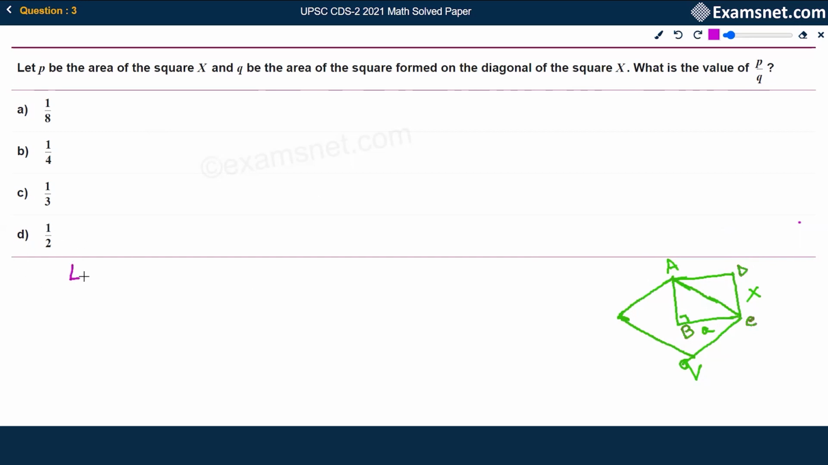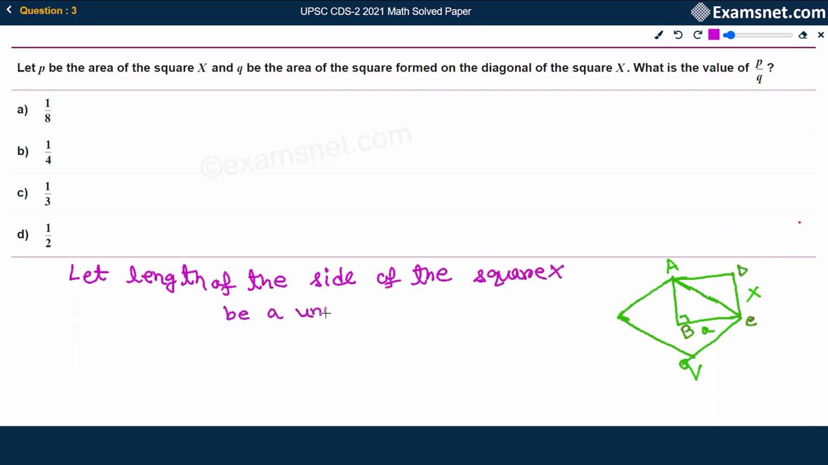So let the length of the side of the square X be a unit. We can assume the length of the edge as a unit. Okay, so what will be the area then? A square. Therefore P equals A square unit. Let's name it equation number 1.